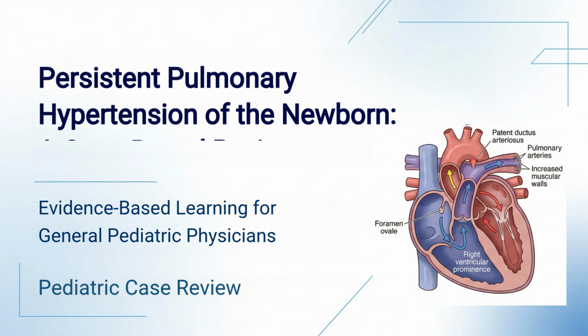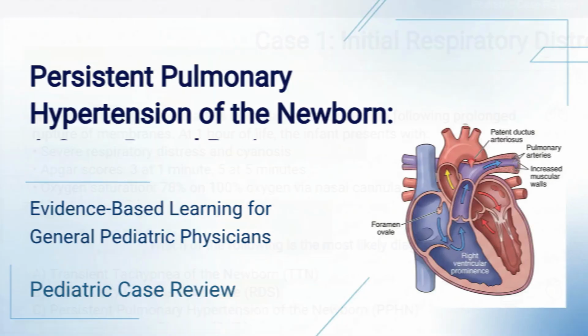Today's lecture is a comprehensive case-based review of persistent pulmonary hypertension of the newborn, commonly known as PPHN. This condition represents one of the most critical emergencies in neonatal medicine, requiring rapid recognition and evidence-based management. We will walk through 15 carefully designed clinical cases covering clinical presentation, examination findings, pathophysiology, investigations, treatment strategies, weaning protocols, and long-term complications. This lecture is designed for general pediatric physicians and trainees.